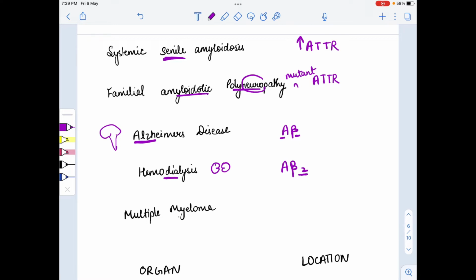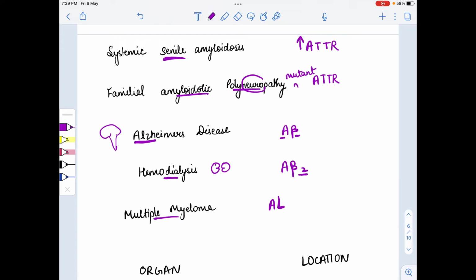While for multiple myeloma, we have amyloid, A for amyloid, and in multiple myeloma, as we all know, light chain is deposited. So for the light chain, we have AL. So in multiple myeloma, AL is deposited. So these are all the diseases in which amyloid is deposited.